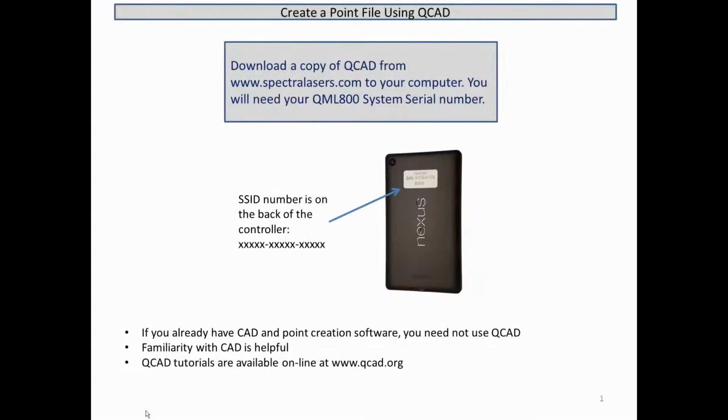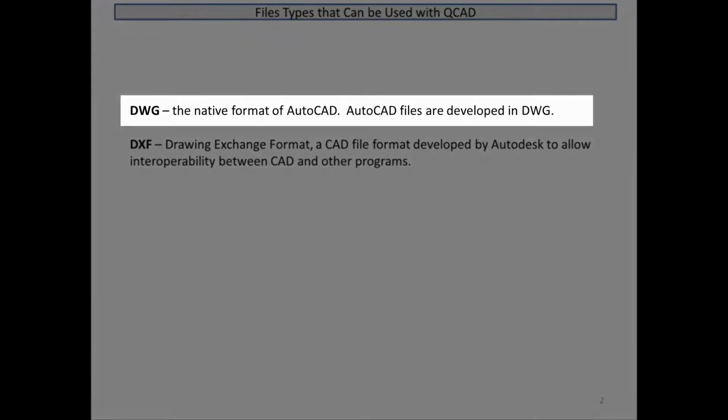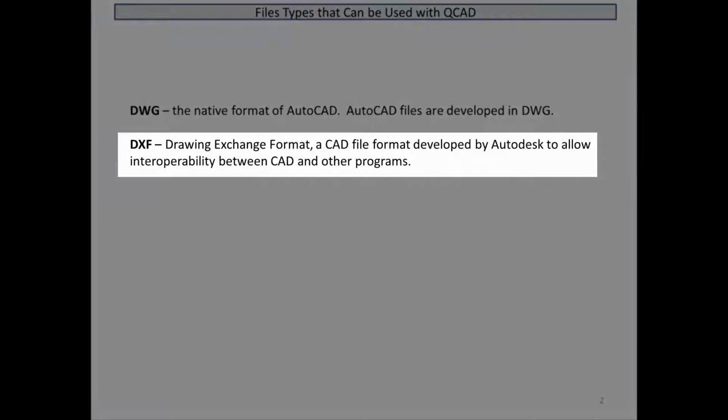A powerful point creation software called QCAD is available to purchasers of QML800. With this software, you can create point files that can be used with QML to complete floor layout very quickly. The software can be downloaded from spectralasers.com by inputting the QML system serial ID found on the back of your QML800 controller. QCAD can open either of the two main CAD file types: DWG files, the native AutoCAD format; DXF files, an Exchange format that can be opened with other programs.